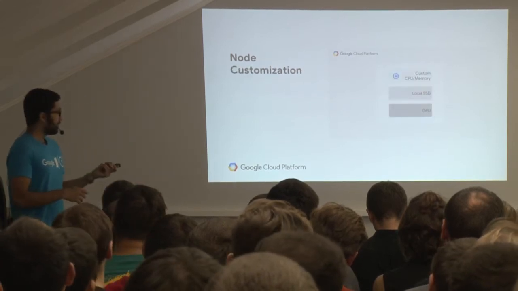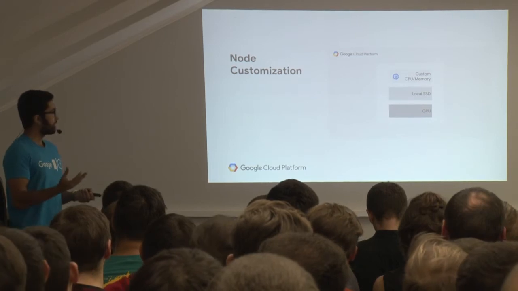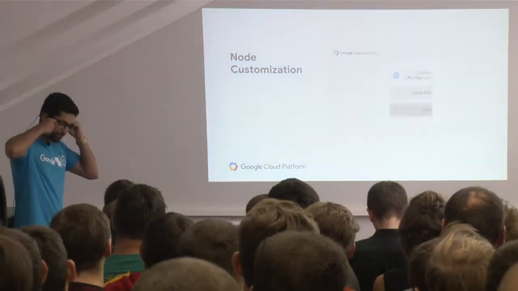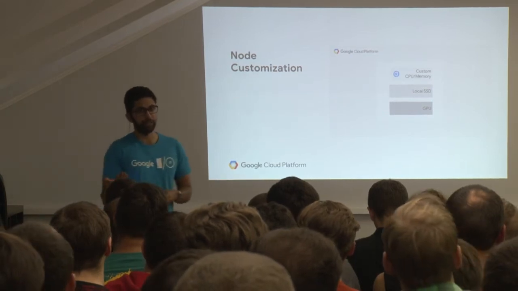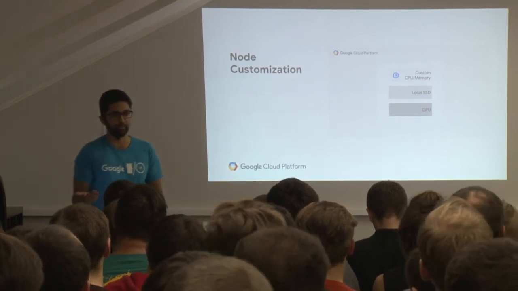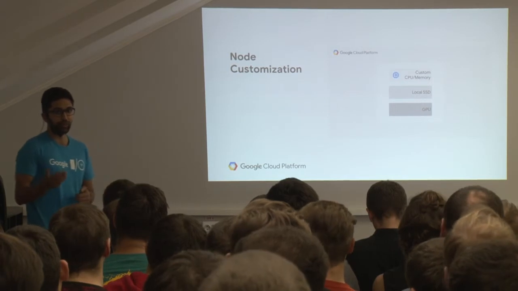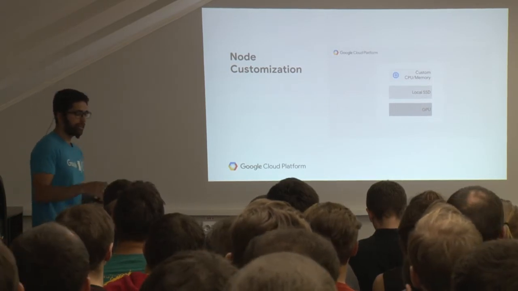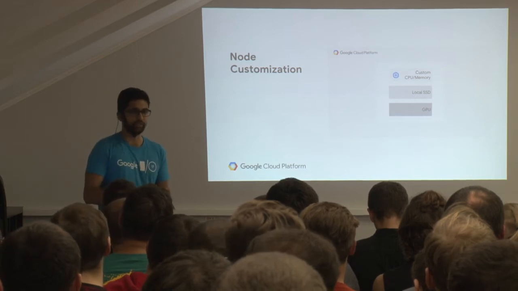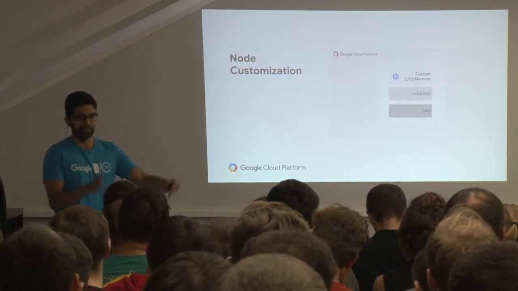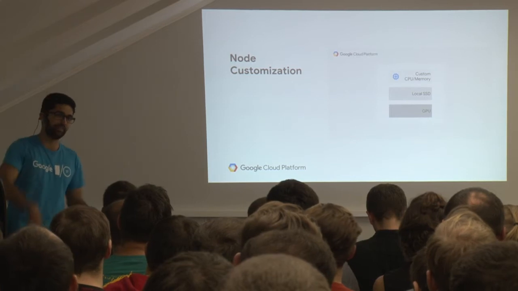Node customization. So node customization is pretty interesting. How many people here have actually played with Google Compute Engine's custom node feature? Almost no one. So with most cloud providers, you have to say, I want this instance, right? It's like 2-core, 4-core, 16, 32, 64, and it scales in these buckets. And they have multiple instance families.